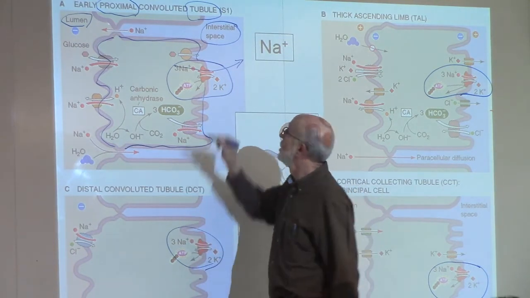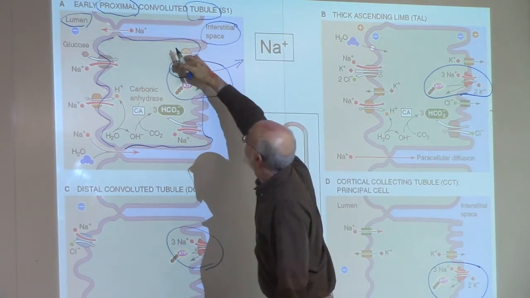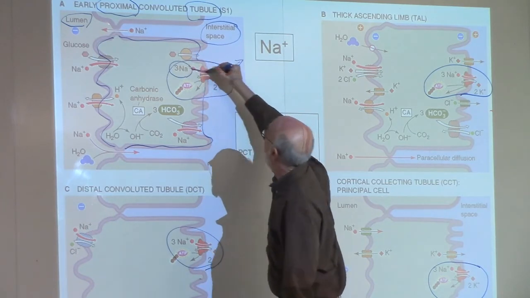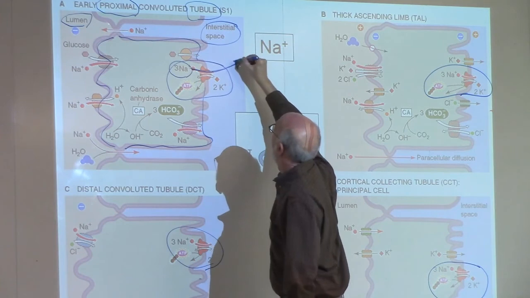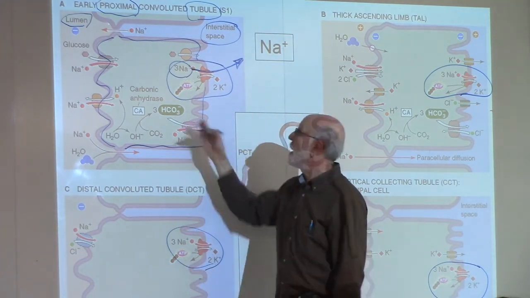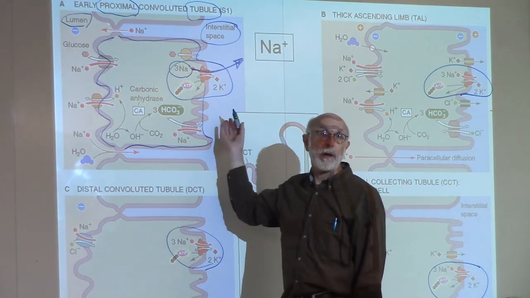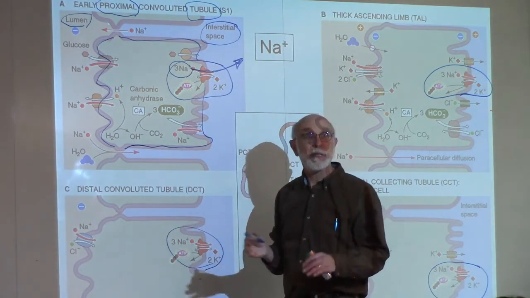It is pumping sodium in that direction. There is sodium. We don't have to worry about the 3, but there is sodium being pumped out of the cytoplasm and into the interstitial space where it could be picked up by a capillary. So, pretty simple so far.